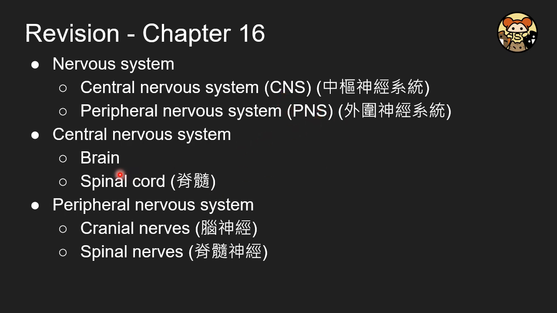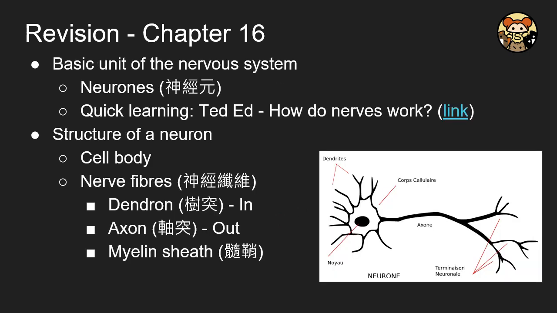So the nervous system contains the CNS and also the PNS. The CNS contains the brain and also the spinal cord. And the PNS contains the cranial nerves and also the spinal nerves. The basic unit of the nervous system is the neuron. If you want to know more, please go to Google and look for this particular video.